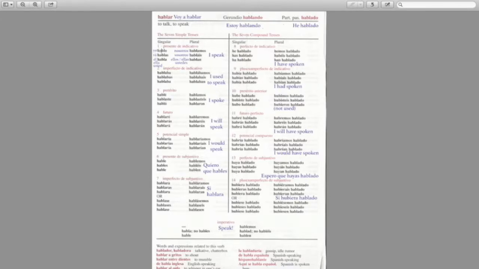Tú hablas, you informal speak, it's got the S. Él, ella, usted habla, that's he or she or the polite you speaks. Nosotros hablamos, which means we speak. Okay, so anytime you see a verb in this position, top right, you know that it's the we form, right? Vosotros habláis means y'all speak, you all, you plural, but this form is only used in Spain.